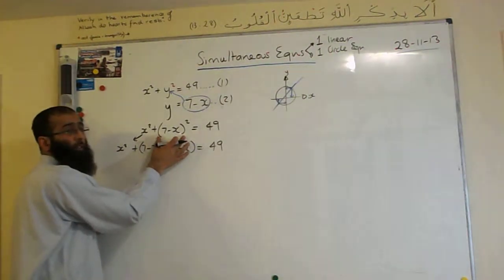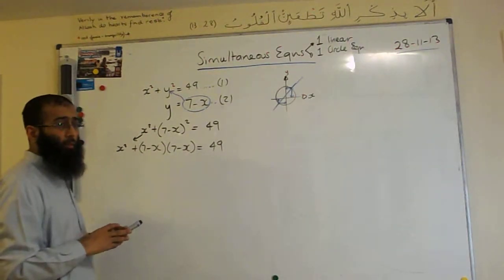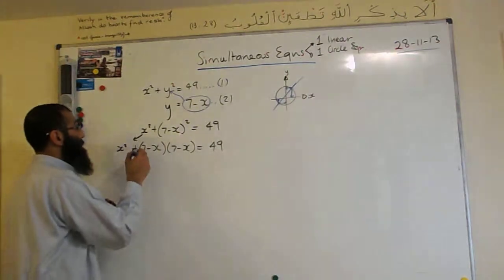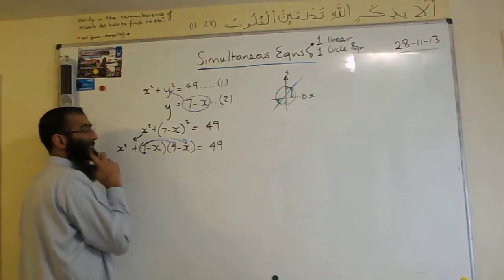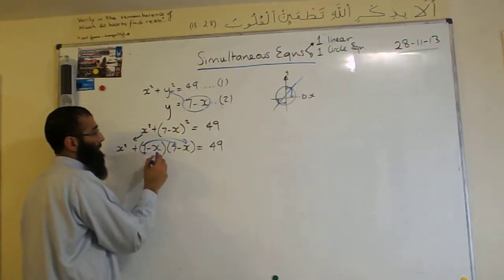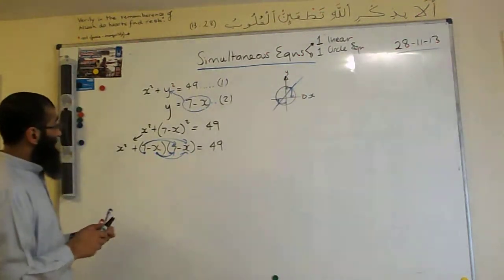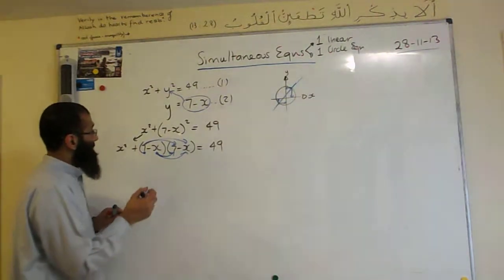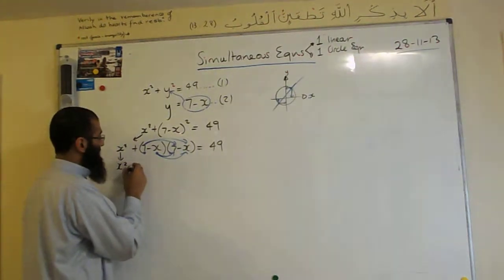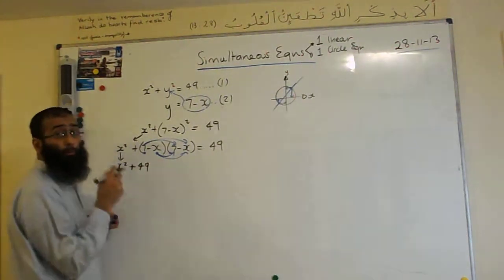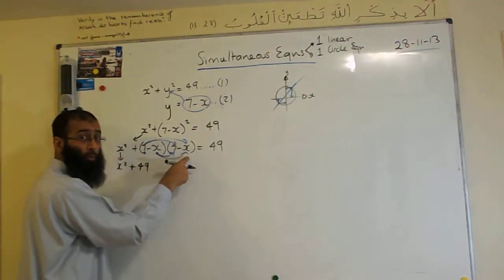Okay, so now you have 7 minus x squared. Let's multiply these brackets. Start here, 7 times by 7. Copy the x squared down. 7 times by 7 is 49. 7 times by minus x, remember the minus in front of it is absolutely important.